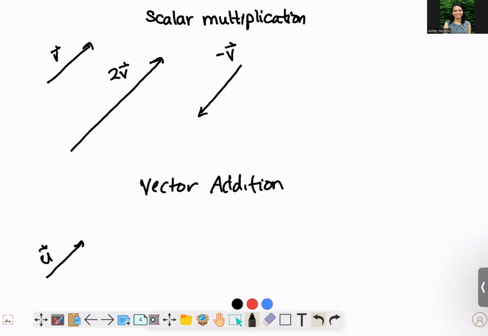To add two vectors geometrically, you would position them head to tail. So you would put the initial point of the second vector at the terminal point of the first vector. And so the sum would be the vector that's formed from the initial point of the first vector and the terminal point of the second vector.